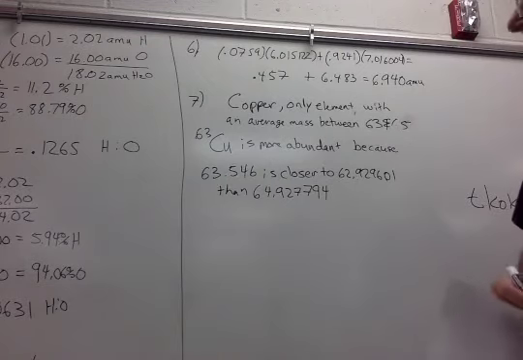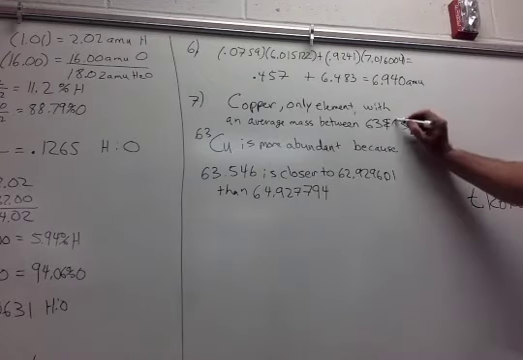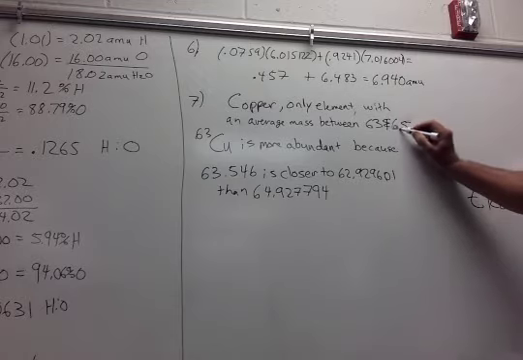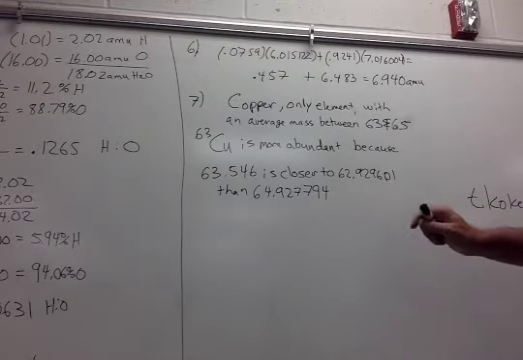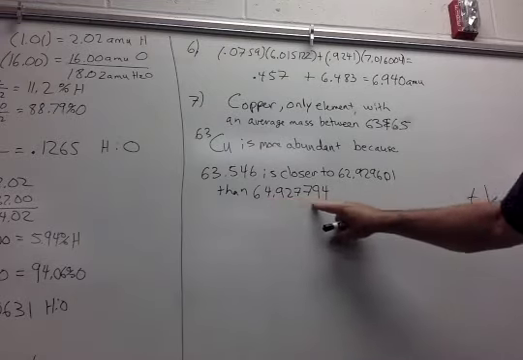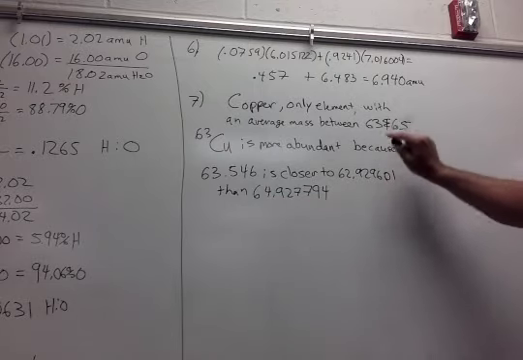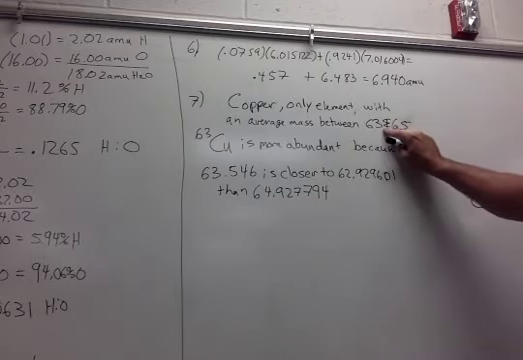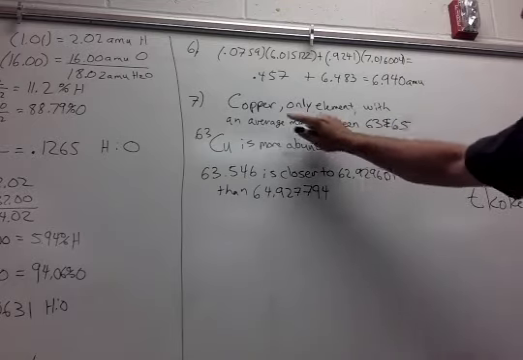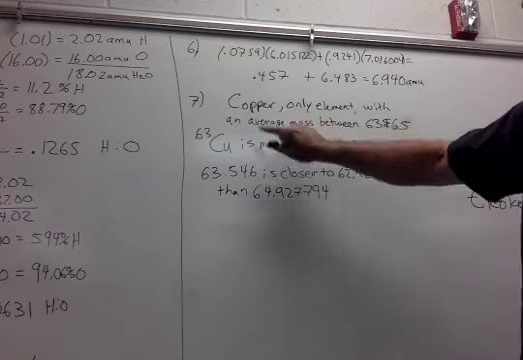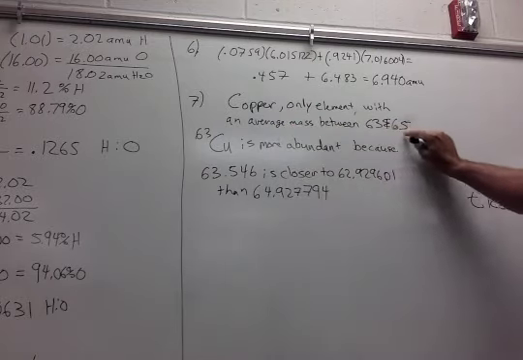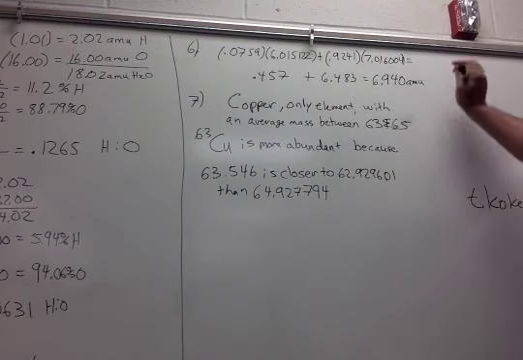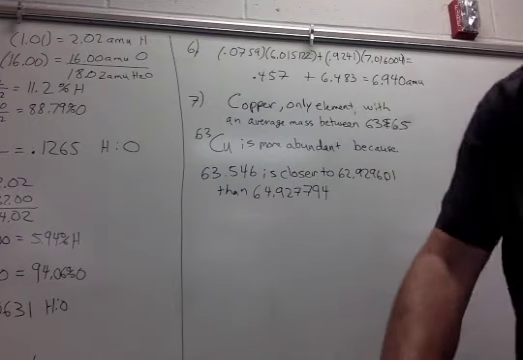Okay. Number 7 is asking what element would have an isotope that weighed 62.929601, and an isotope that weighs 64.927794. So that would be 63 and 65 would be the isotopes. So that would have to be copper, because on the periodic table, only copper shows an average mass between 63 and 65. So there's only one element that it could be, and that would be copper.